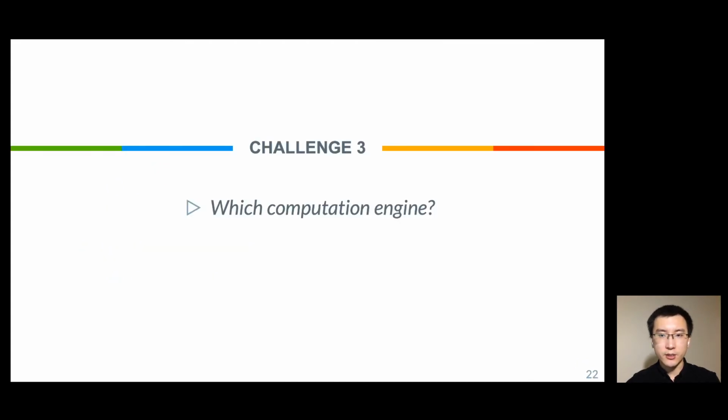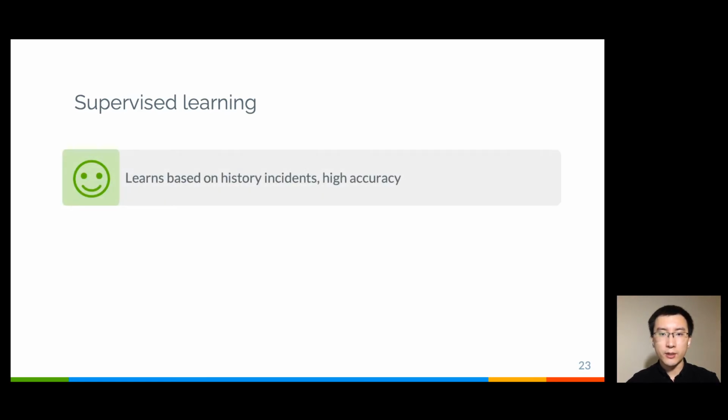Okay, the third challenge is which computation engine do we use? There are many algorithms available, such as unsupervised learning, supervised learning, and statistics-based algorithms. Which algorithm do we use? The algorithm we choose is supervised machine learning. The benefit of the supervised machine learning algorithm is that it learns based on historical incidents and related monitoring data, and thus it has a really high accuracy. But because this algorithm is trained on top of historical incidents, it has low accuracy on new or rare incidents.